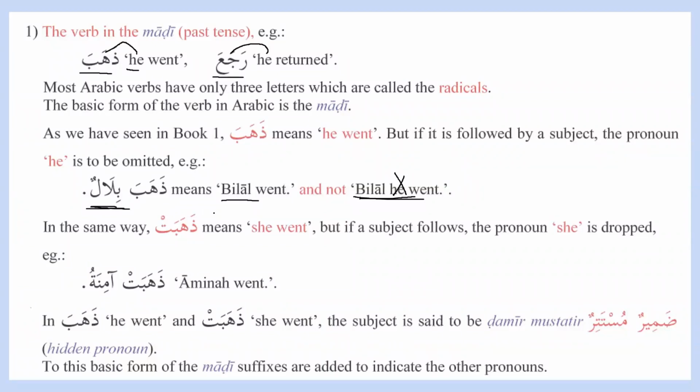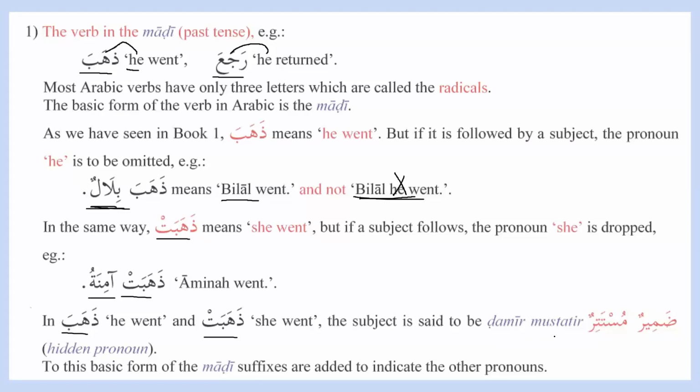Like in English, we can't say Bilal, he went. Similarly, in Arabic, we won't say Bilal, he went. The translation will be Bilal went. And for the feminine, we use dhahabat. And if you want to say Amina went, we will say dhahabat Amina too. She went. So in dhahaba, he went, and dhahabat, she went.